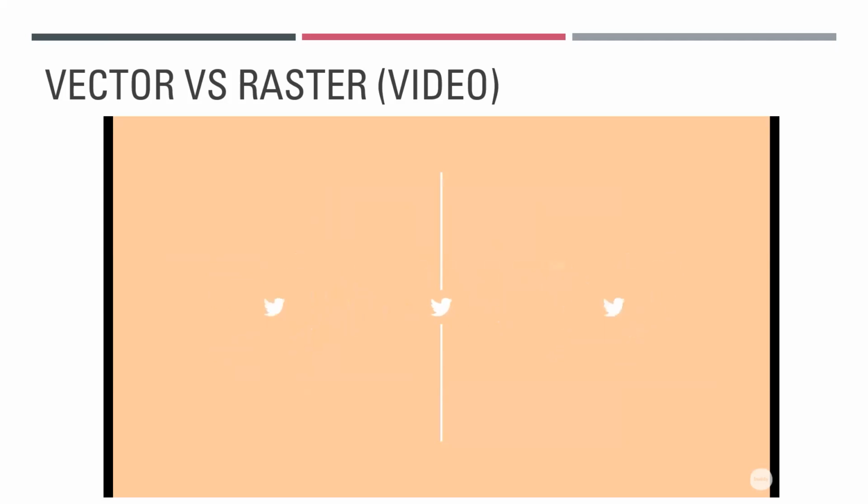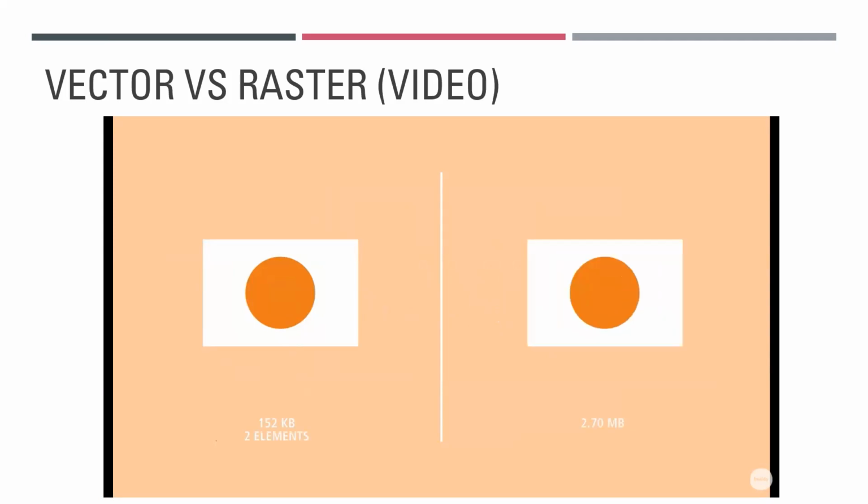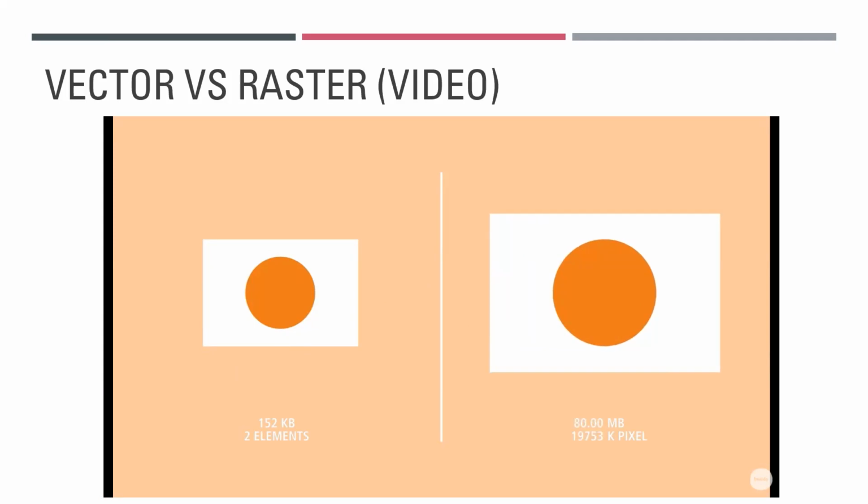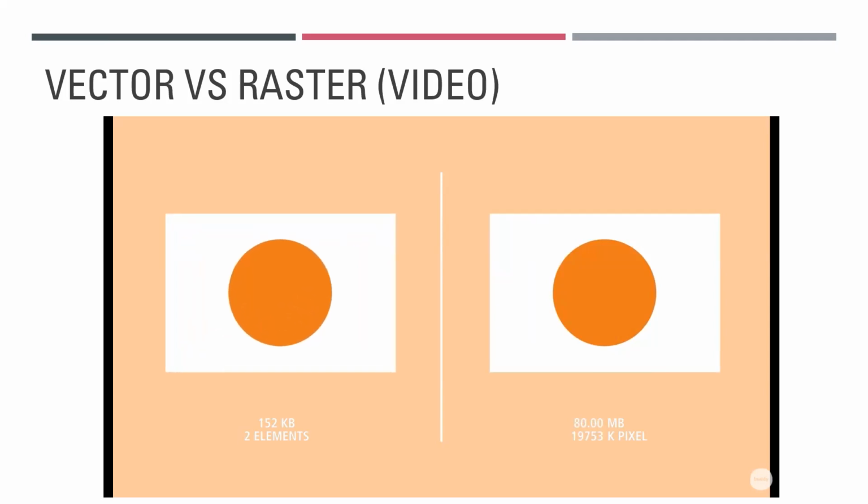However, when we scale the graphics down, they both look good. And there's also a difference in file size. Take this flag for an example. The vector graphic has a file size of 152 kilobytes and consists of 2 elements. The raster graphic is 2.7 megabytes and consists of almost 200,000 pixels. When scaling the flag up in size, the file of the raster graphic also increases in size, proportional to its number of pixels. The vector graphic file, on the other hand, stays the same.